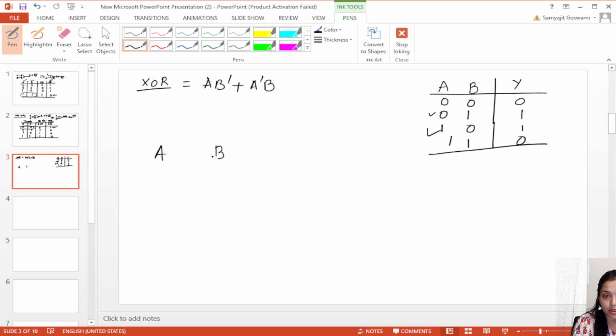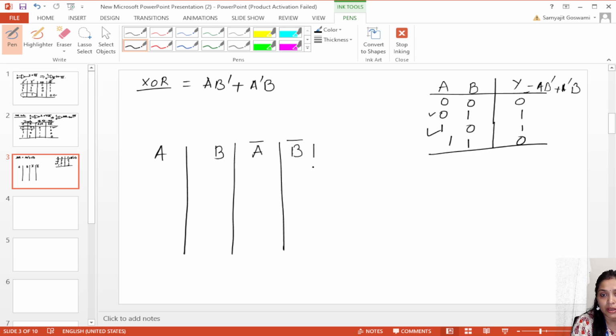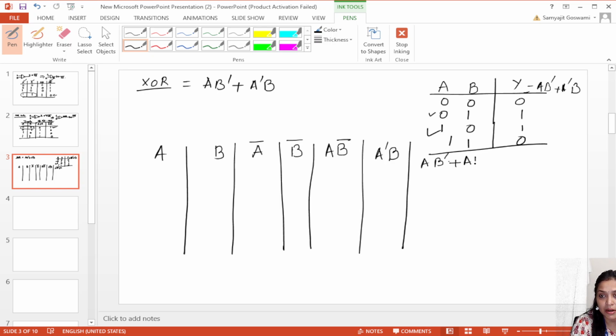First we will take two inputs. Then we will find out Y, which is A B bar plus A bar B. First of all we have to find A bar, then B bar, then A B bar, then A bar B. We can represent it in both ways, in dash form or bar form. Then A B bar plus A bar B. This is the whole representation.